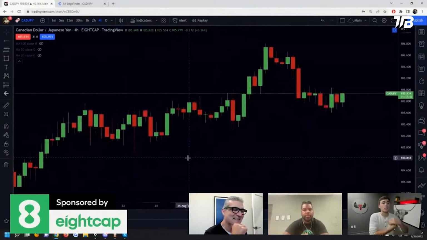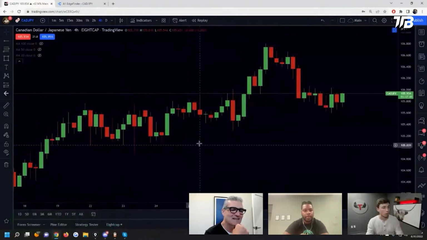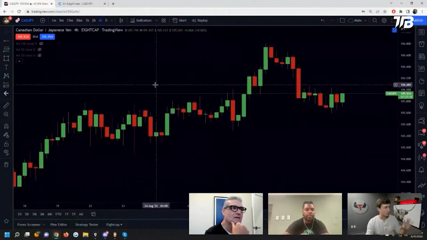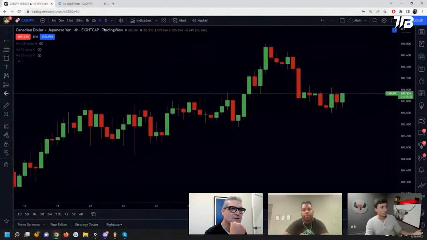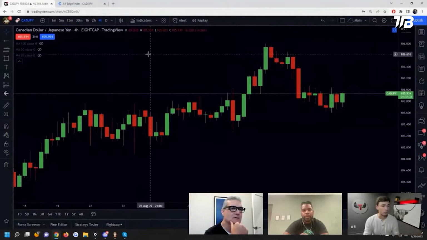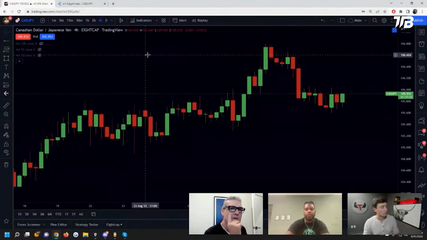So I'm actually going to be picking up a trade that I have on my own account today. We're going to be taking a look at CAD yen. We're looking at the 4-hour chart, and I'll walk you through a little bit of what I'm seeing here. So I mentioned earlier on, I'm a fundamental trader. I mix in technicals. I'm mostly a swing trader.